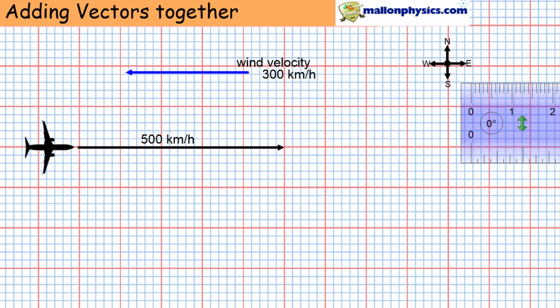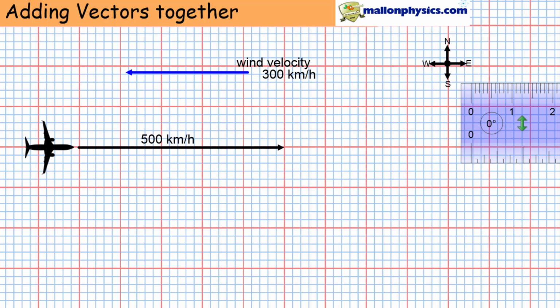So here is a different example. We have the aircraft travelling to the east with a velocity of 500 kilometers per hour to the east relative to the ground. But this time the wind velocity is different. It's coming from the east, which means it's pointing to the west, and the wind velocity is 300 kilometers per hour to the west.